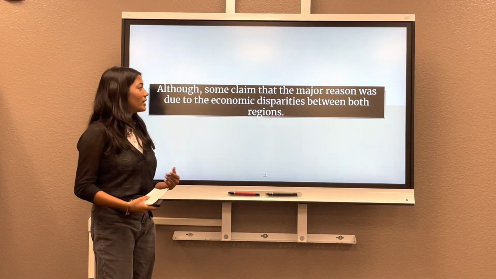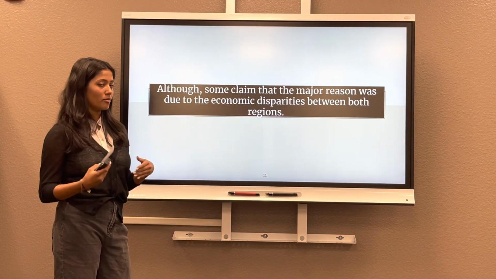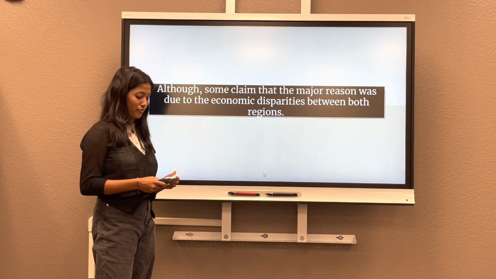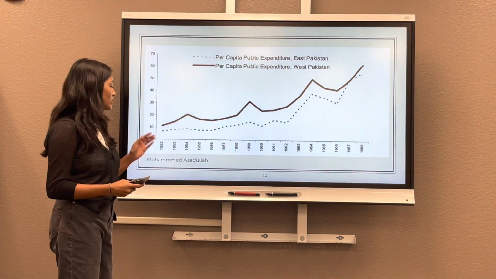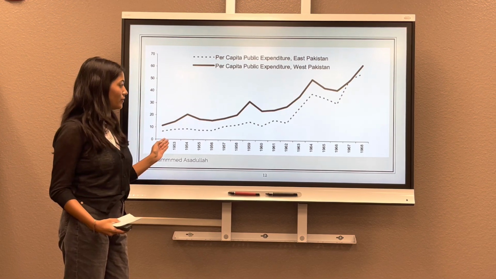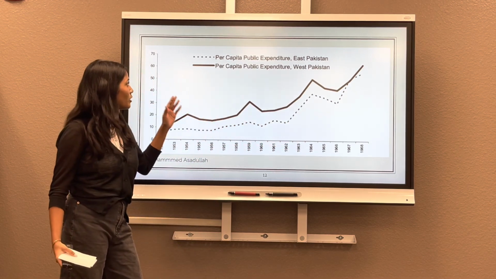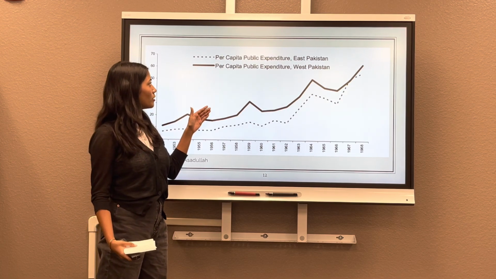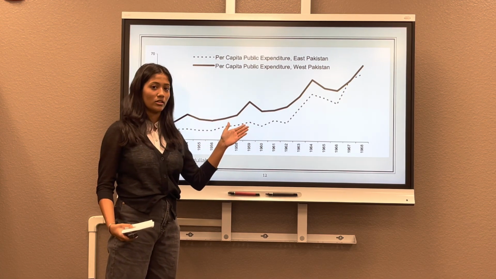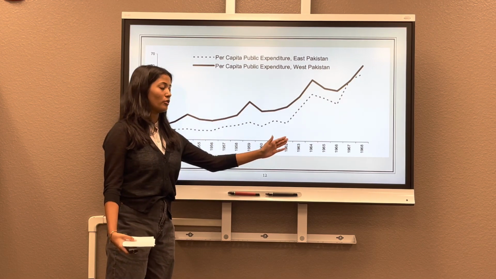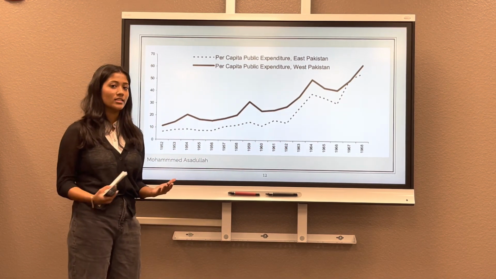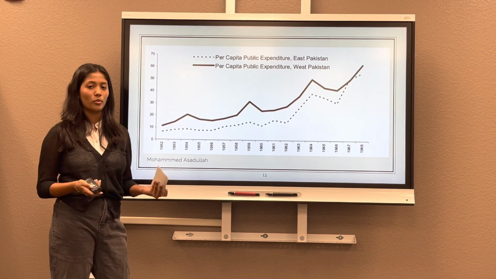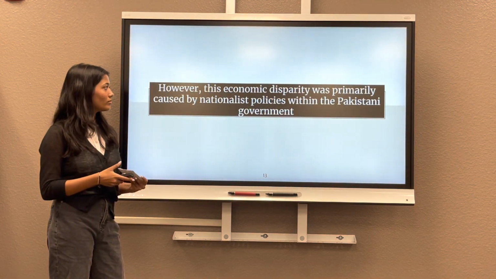On the other hand, some claim that the major reason for Bangladesh's independence from Pakistan was the economic disparities between both regions. According to this graph, from 1952 to 1968, the per capita public expenditure of East Pakistan is lower than the per capita public expenditure of West Pakistan throughout the years that West Pakistan ruled East Pakistan. This signifies that East Pakistan was underfunded in the government due to West Pakistani policies.